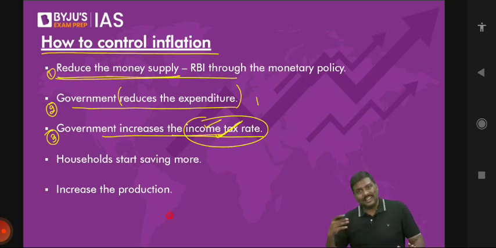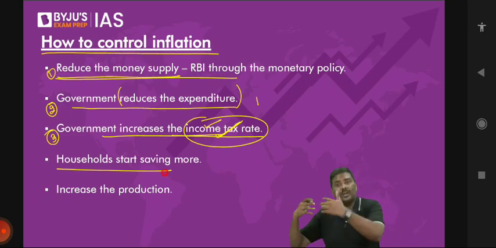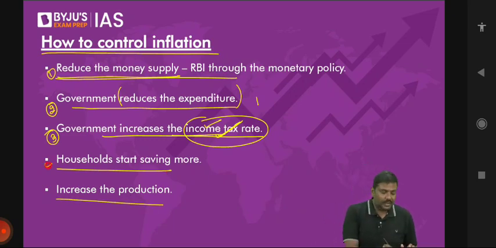Fourth one, households will start saving more and more money rather than demanding everything. Rather than demanding more and more goods, households can save more and more money, thereby reducing the demand in the market, thereby controlling the inflation. Fifth one is increasing the production. Increase the production or increase the supply of commodities in the market.